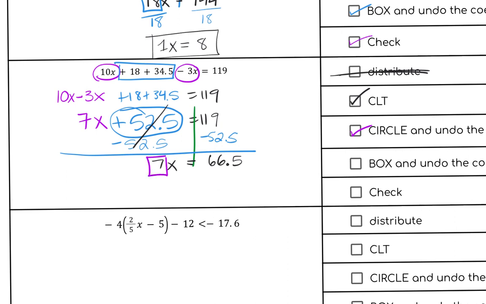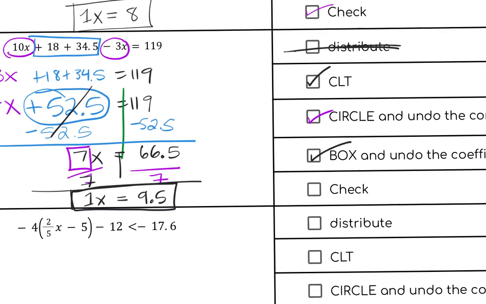So I'm going to box my coefficient. 7x means 7 times x. The opposite of multiplying is dividing. What I do on one side, I have to do on the other. 7x divided by 7 is 1x. 66.5 divided by 7 is 9.5. So I got rid of the coefficient. I made the coefficient into 1.